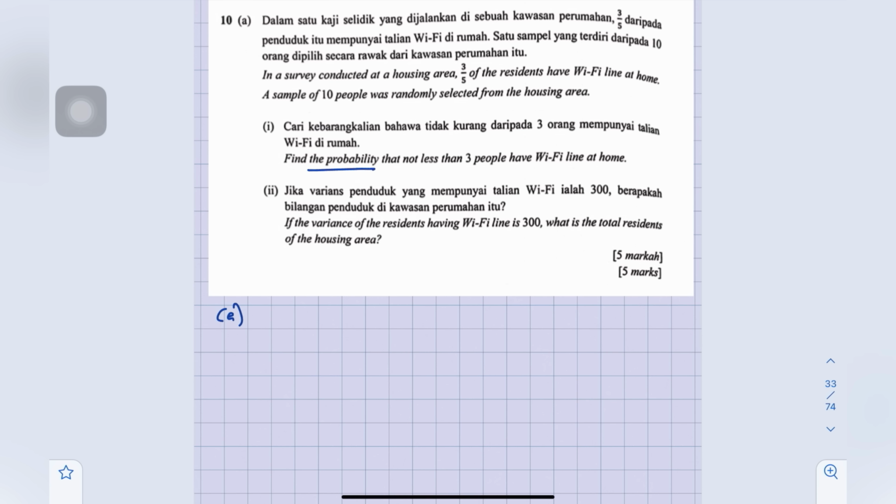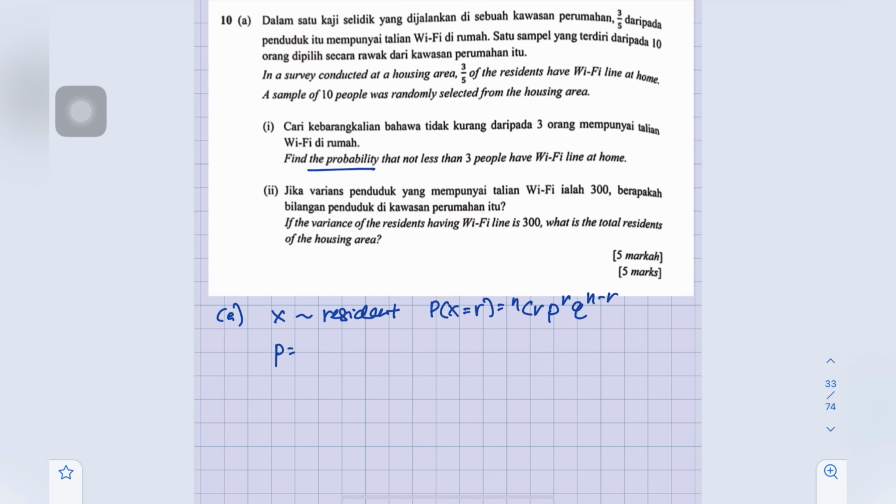So this is the topic of probability distribution. Since X is the residents that have Wi-Fi, meaning that it is countable. This is the discrete random variable, so we are going to use binomial. Binomial: P(X = r) equals nCr p to the power of r, q to the power of n minus r.